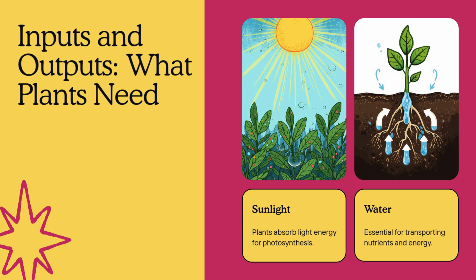Two: water. Water is absorbed from the soil through the roots. It travels through the stem to reach the leaves.